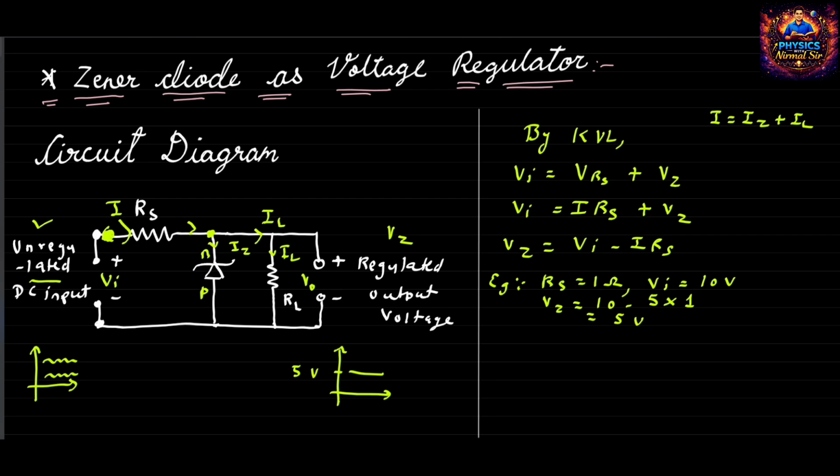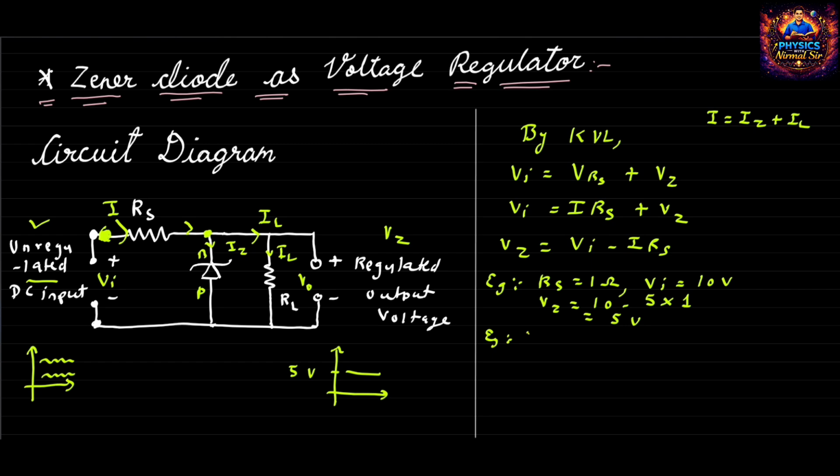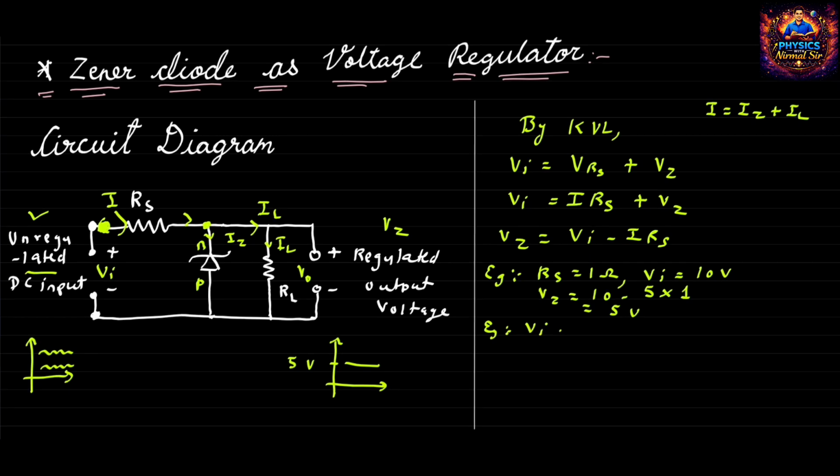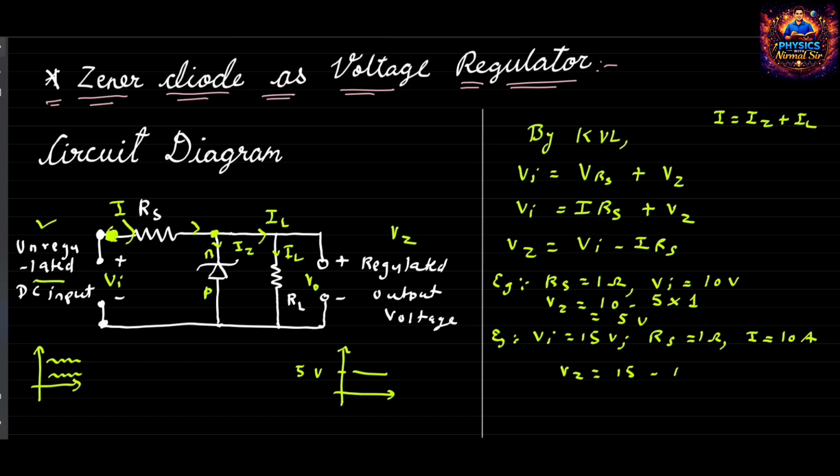Now second example, same Zener diode, we are increasing the input voltage. For example, it is 15 volt and the value of Rs will remain the same, that is 1 ohm, and we got current equal to 10 ampere. So again we will substitute. We will get Vz is equal to 15 minus 10 into 1. So at the end you will get again 5 volt. And similarly you can add another example. For example, Vi is equal to 20 volt.